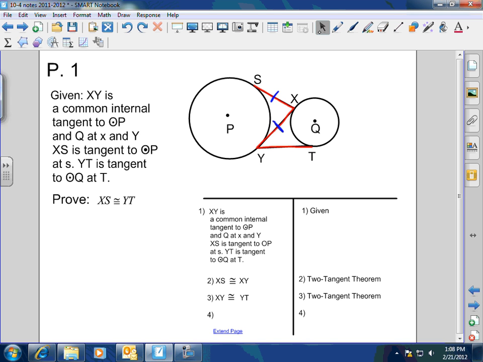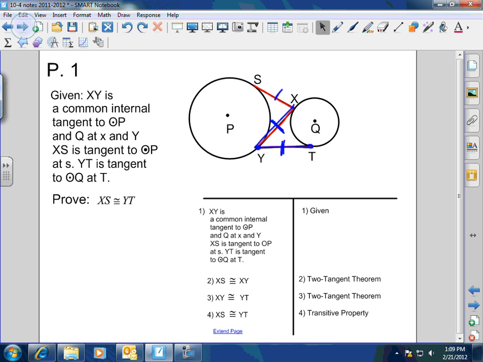I apologize. Okay, so we had stated that XS is congruent to XY because of the two tangent theorem, right? And then we also said that XY is congruent to YT because of the two tangent theorem. Again, here's the external point. It's tangent. Boom, they got to be congruent. So now, what do we got? XS is congruent to YT because of the transitive property. That's exactly right. Awesome. Does that make sense, y'all?